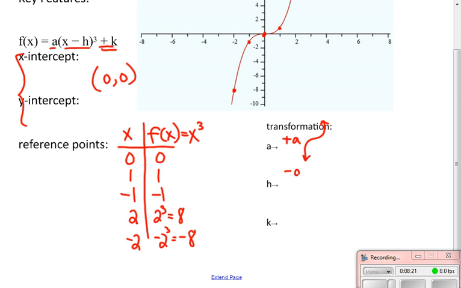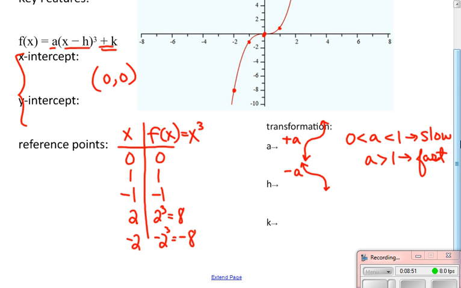A negative A is going to cause a reflection over the y-axis, and we're actually going to curve the other way. A is still going to control our rate of growth, and so our A that is a fraction between 0 and 1 is going to make it grow more slowly, and an A that is bigger than 1 is going to make for a faster growing graph than our parent.